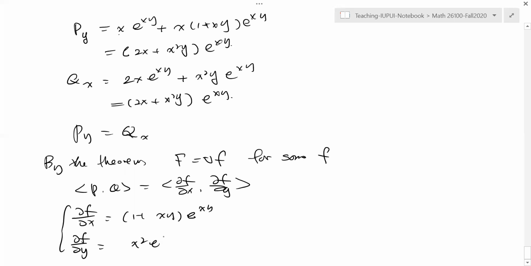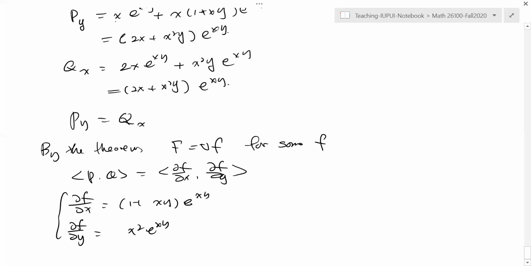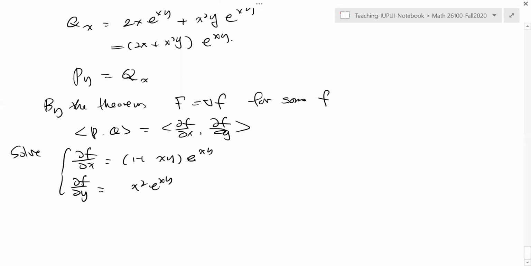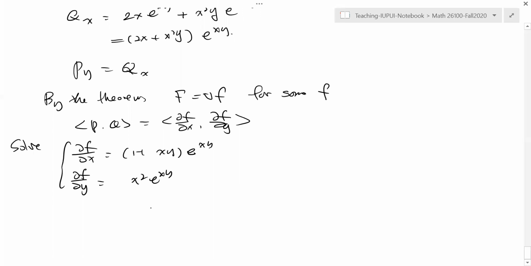This will be x squared, x times y. Now, which equation should I start with? I think the first one is more complicated than the second one, so I try not to use the first one. I pick the second. This time I'm going to fix x.